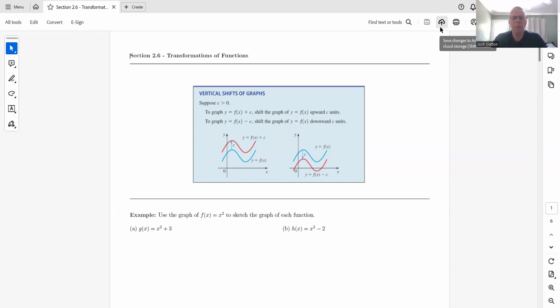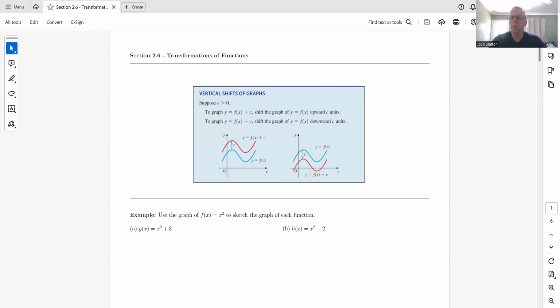So the first one that we're going to look at is vertical shifts. So we're talking about moving it up and down. We have some constant c: f of x plus c moves the graph up c units, or f of x minus c would move the graph down c units. Here the blue is the parent function, just y equals f of x. Then we add plus c, that just moves it up, or we subtract c, that moves it down.